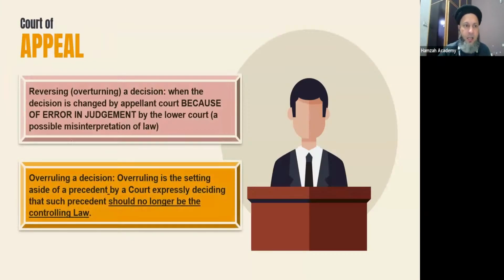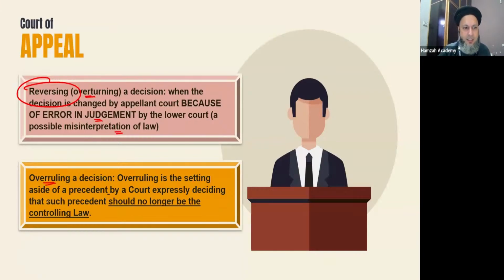Now let's see this. Reversing, or overturning, means the decision is changed by the appellate or higher court because of an error in judgment by the lower court, a possible misinterpretation of the law. If it was guilty, they convert it into not guilty. If it was liable, they convert it into not liable, or the other way around. That is called reversing. The higher court says that the law is fine, there is nothing wrong with the law, but the lower court did not interpret the law properly. That's why we are changing the decision. The law stays. The main thing is that the law stays. Overruling a decision is different.